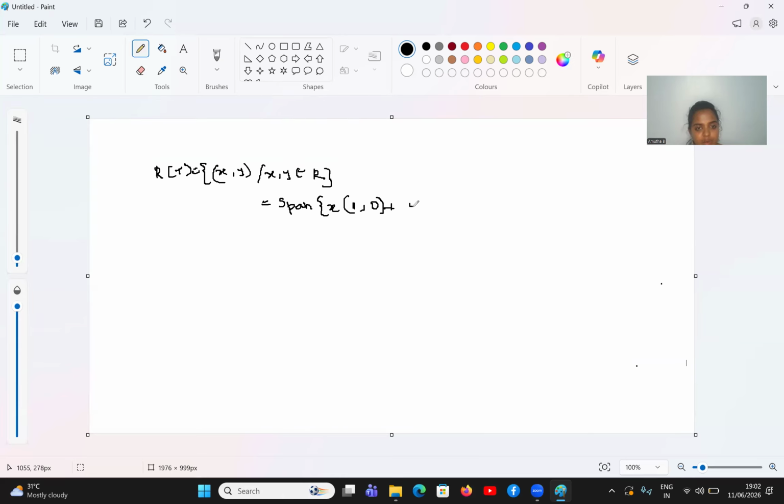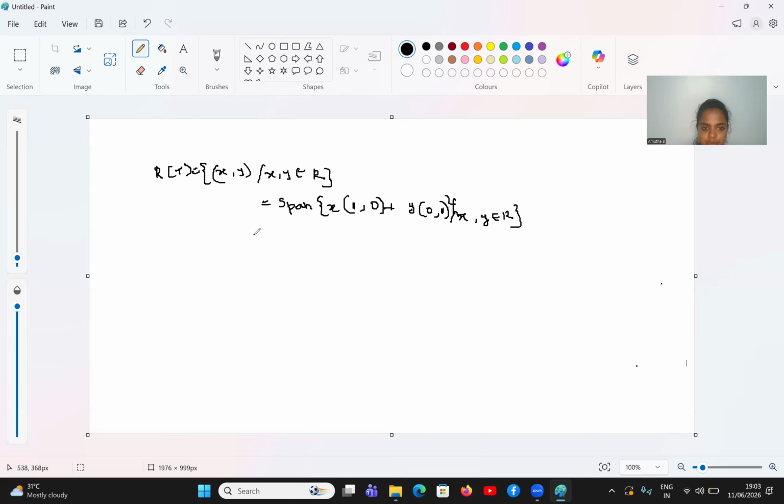Now I am taking Y outside. In the first tuple, we don't have any Y, so just write 0. In the second tuple of the set, we have only one Y, so just write 1 Y, such that X comma Y belongs to R.